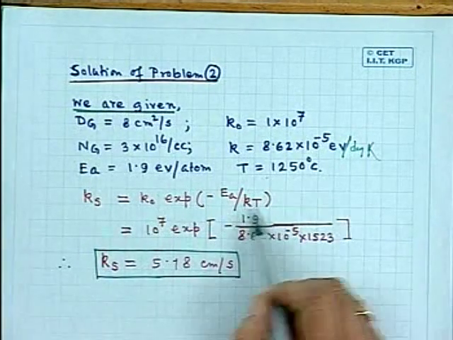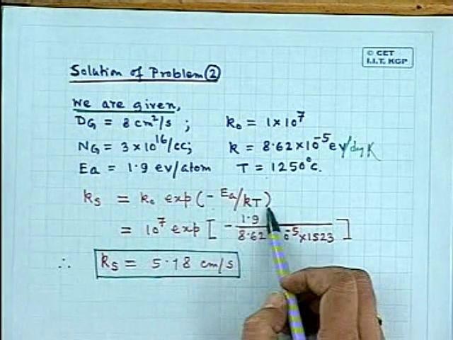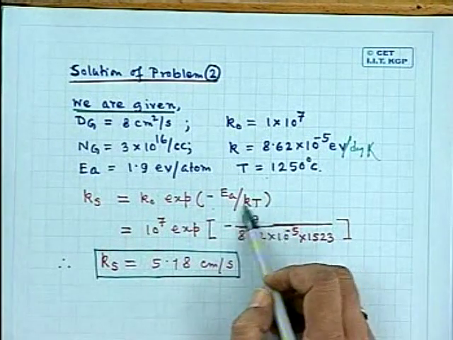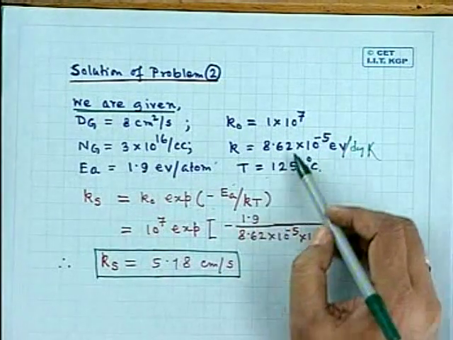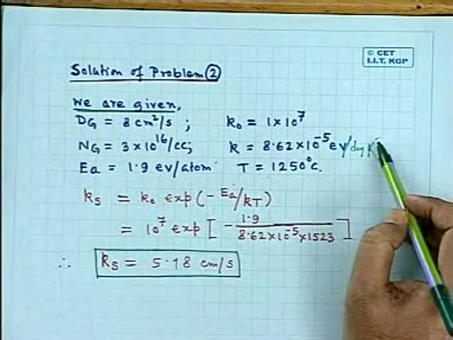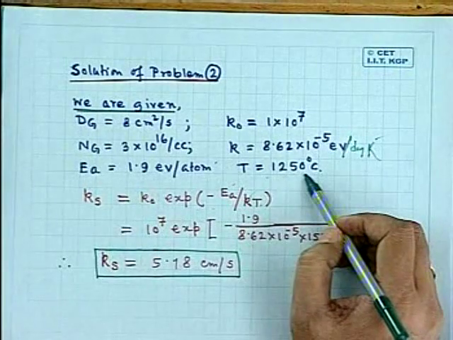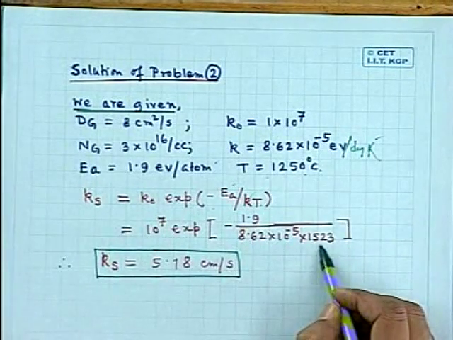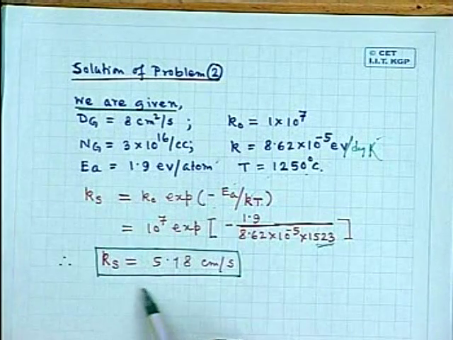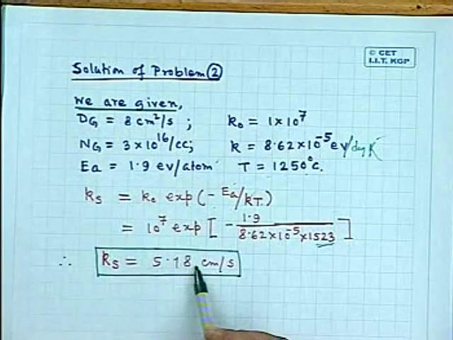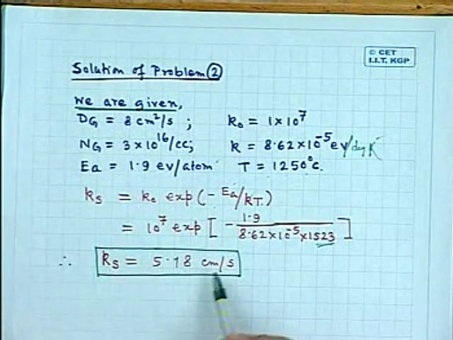Now, the Ks relation we know: Ks is equal to K naught exponential minus Ea by kT. So there you put the values, Ea is known, k is known here, T is 1250 plus 273, that is 1523. Now you put all these values and the Ks is coming 5.18 centimeter per second.